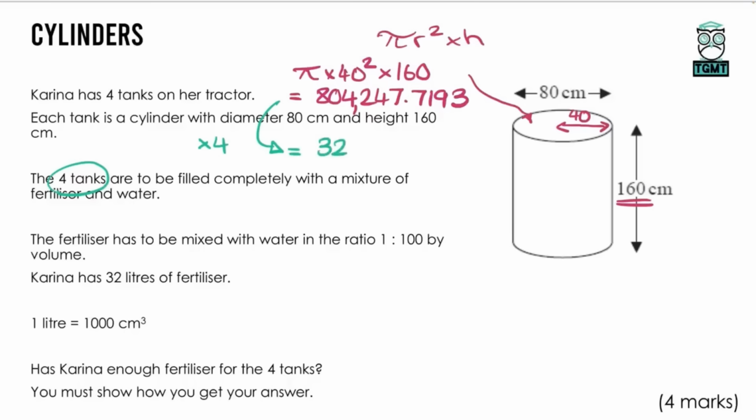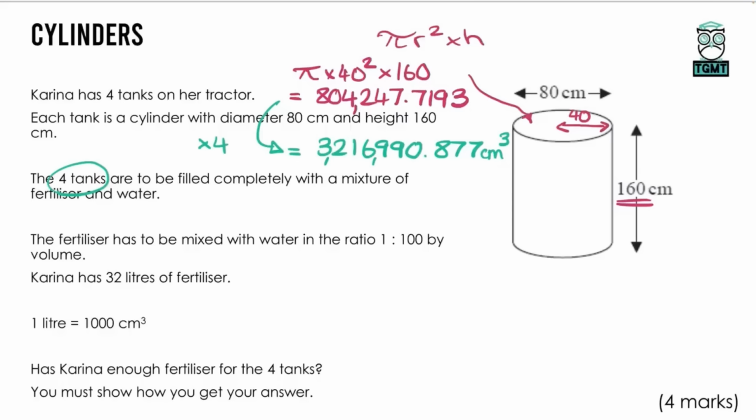So we have 3,216,990.877. So that's 3.2 million centimetre cubed. Right, so we're getting some very large numbers. Now, it says here, Karina has 32 litres of fertiliser, and it's going to be mixed in the ratio with water 1 to 100. So we're going to need to work out exactly how much volume we have here, but that's given to us in litres, and we're currently working in centimetre cubed.